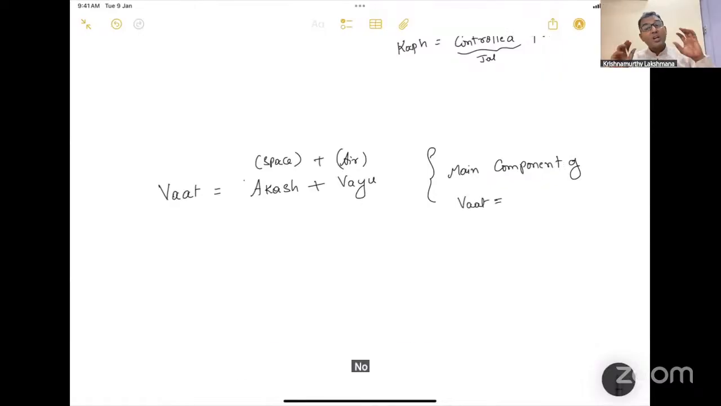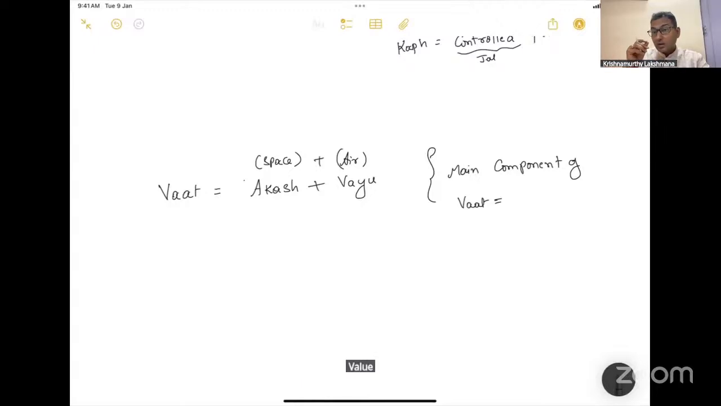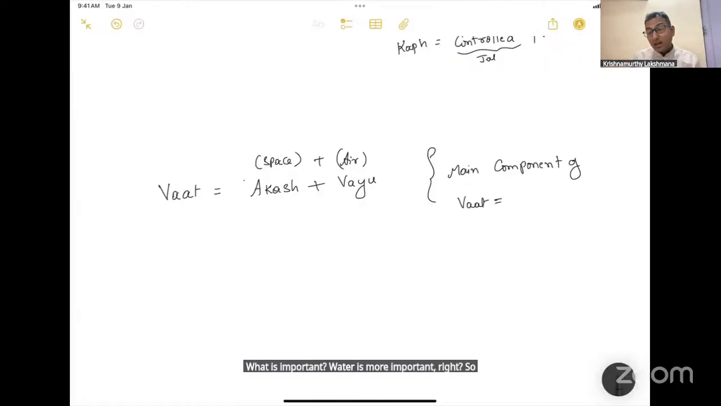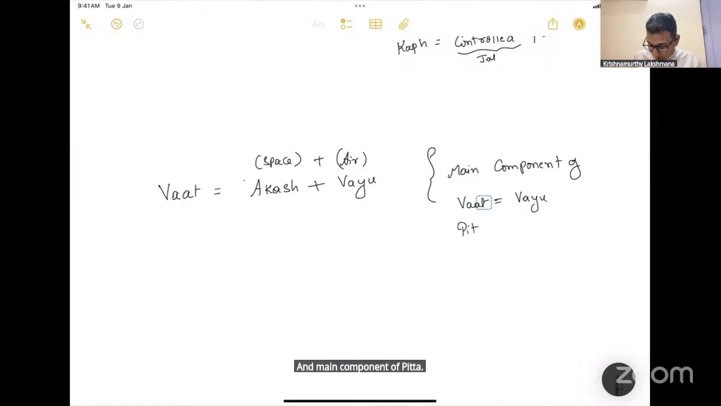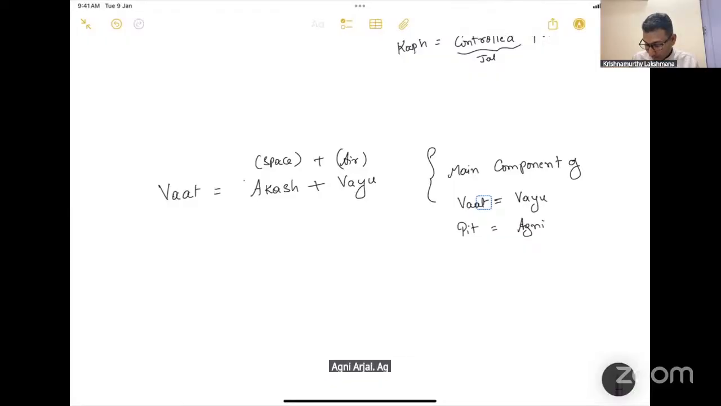No. What is the purpose of Vayu? Vayu is the main component and Akash is the controller. Say, in your tap, which is more important, the water or the knob which is controlling? Water is more important, right? So the main component of Vat is Vayu. And the main component of Pitta is Agni. Agni or Jal? Agni. And the main component of Kaph is Prithvi.